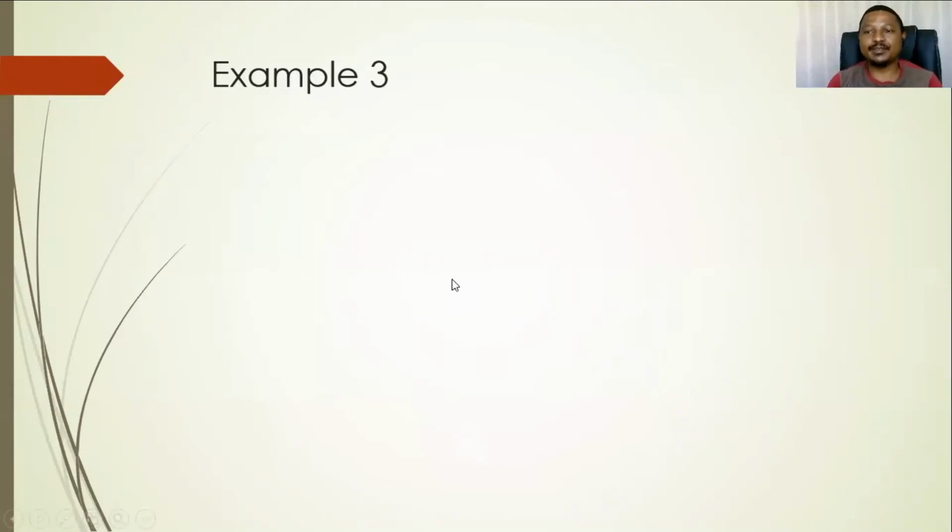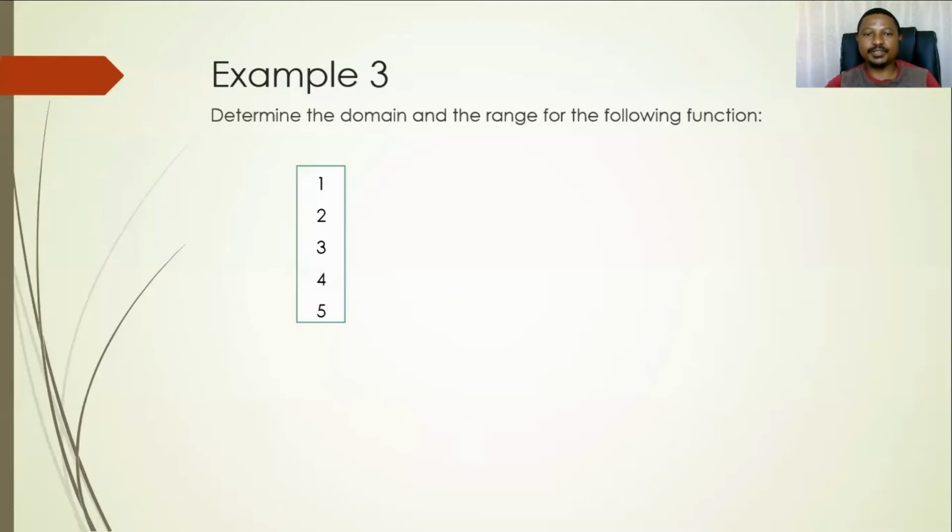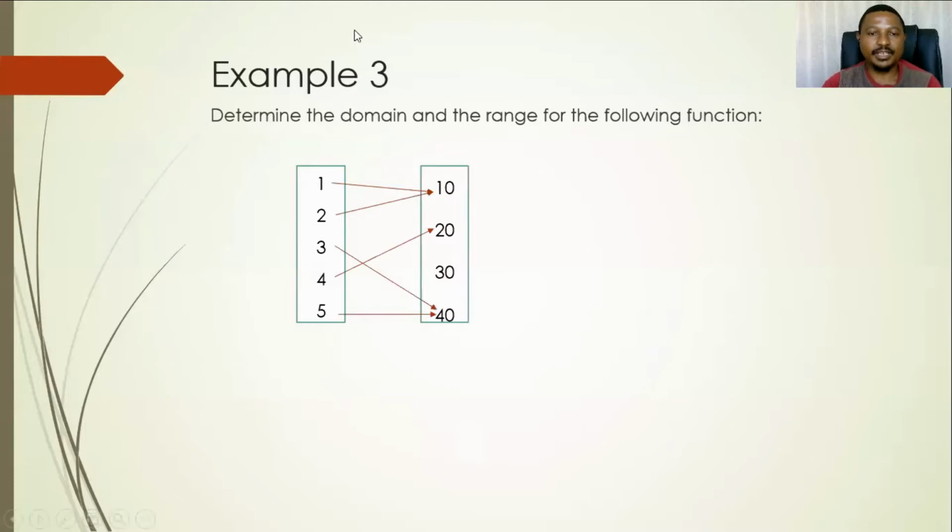Now let's look at example 3 and see how we go about determining the domain and the range of the function. Example 3 is presenting us with this function here. We can see obviously that this is a function because all the elements in the domain have been mapped, since in our definition we said every input point must be mapped. So everything here has been assigned, and this is the function.